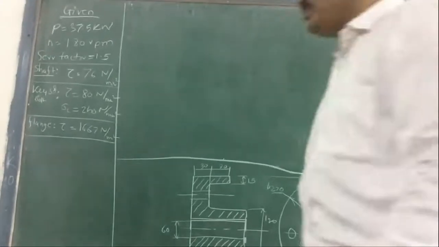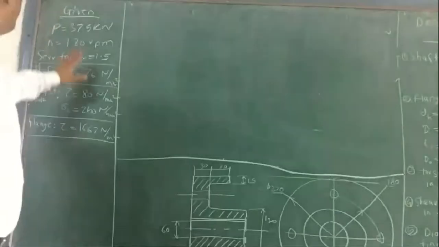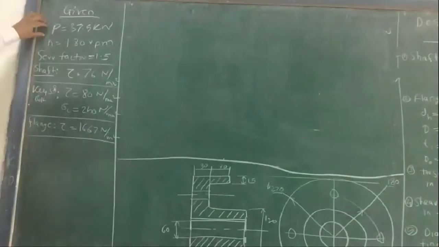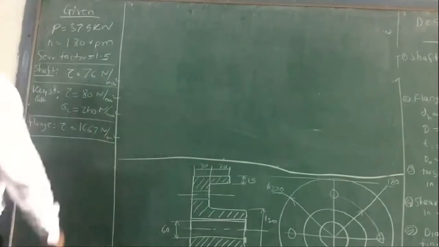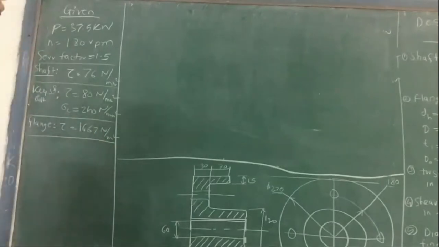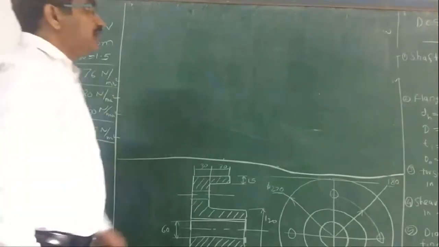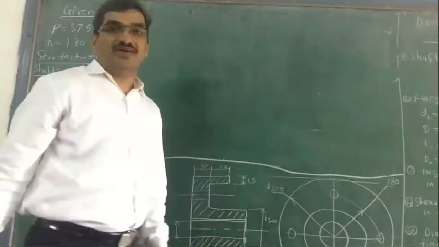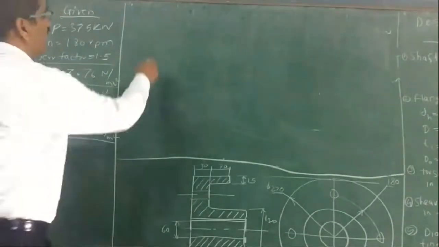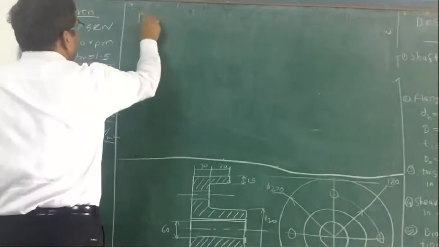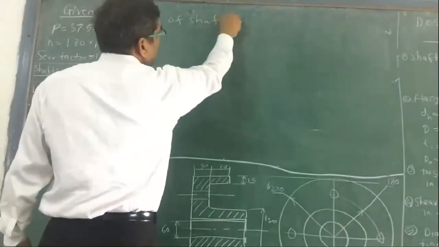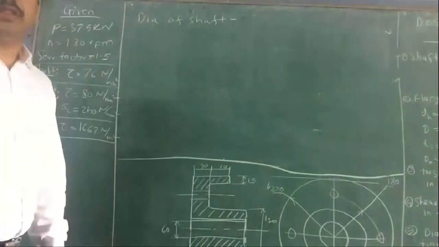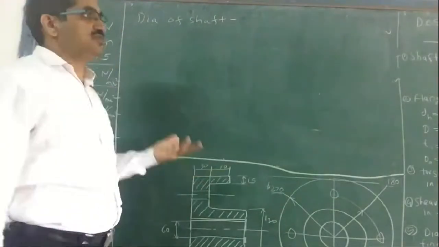Okay. So first thing, now we know power, we know number of RPM, and we know all the stresses. Now we'll start our design procedure, right? First thing is finding out the diameter of the shaft. How do we find that? For that we use the formula tau equal to 16 mt upon pi d cube, right? That is the general formula we use.